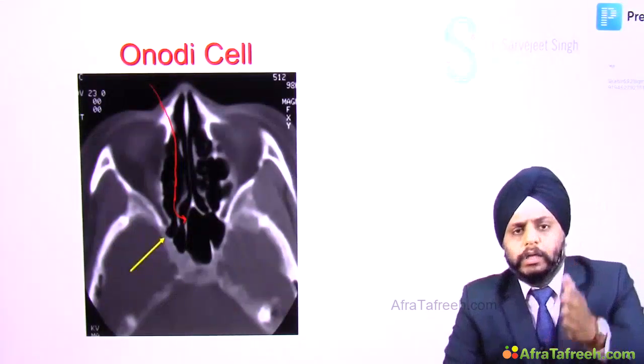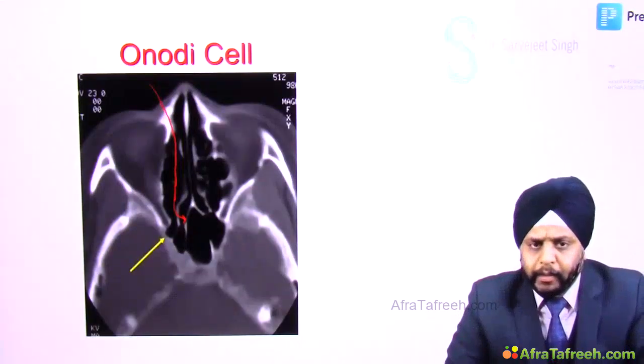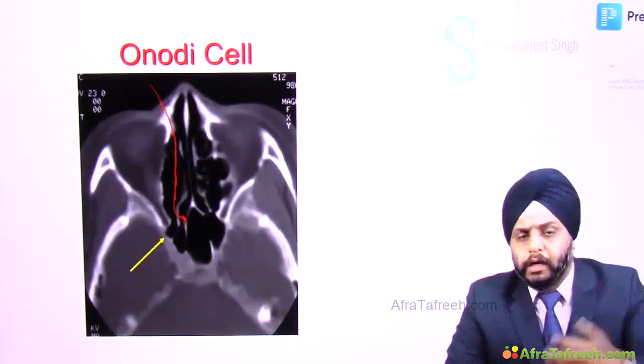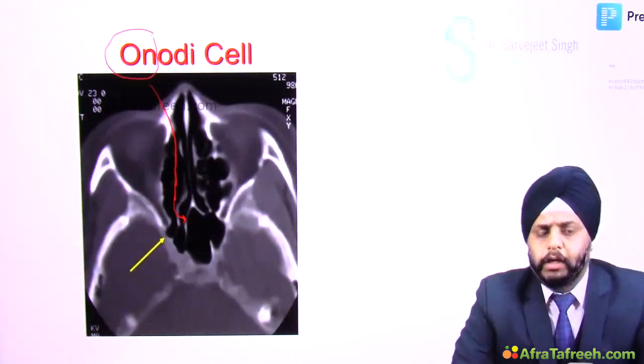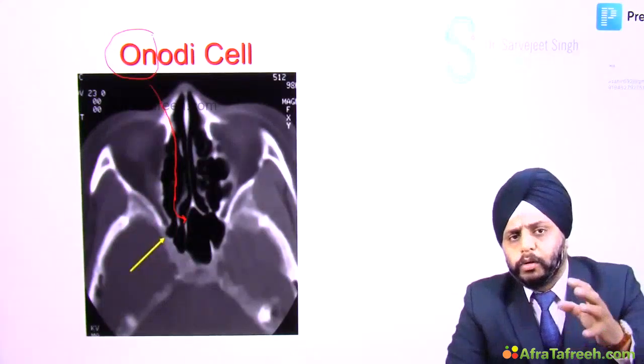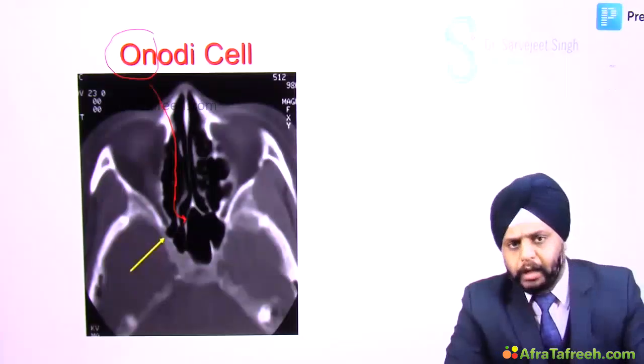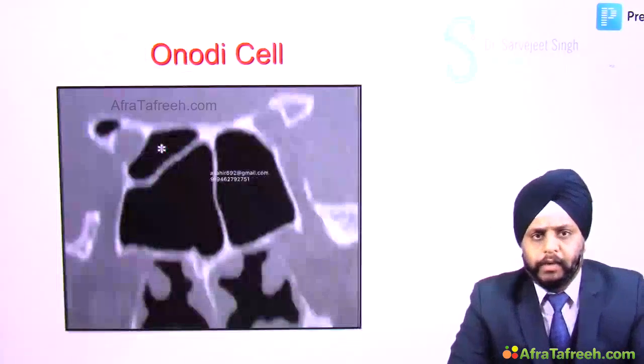So Onodi cell is the posterior most cell of ethmoid. It lies lateral to the sphenoid sinus, and it has the optic nerve in it, and that is the significance: because the optic nerve is in the Onodi cell, it is prone for damage, right? So this is prone for damage, right?